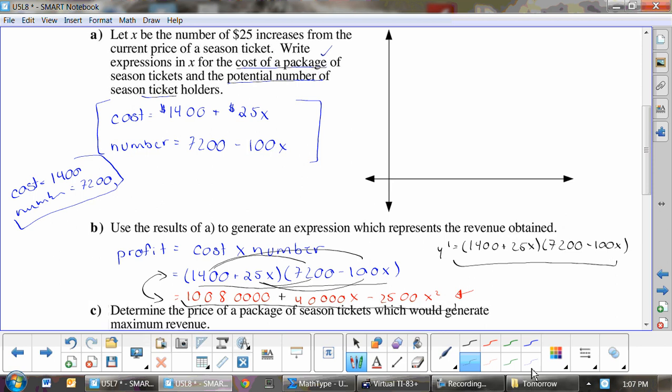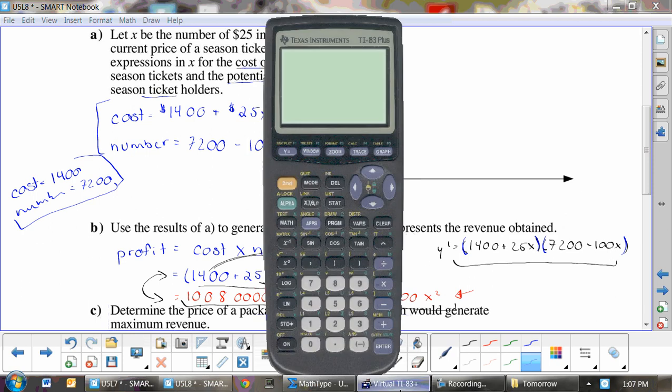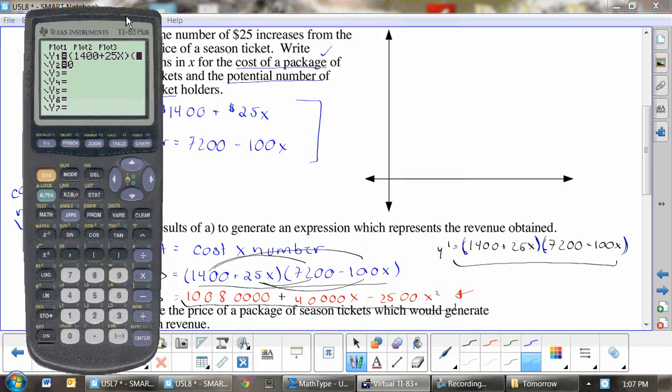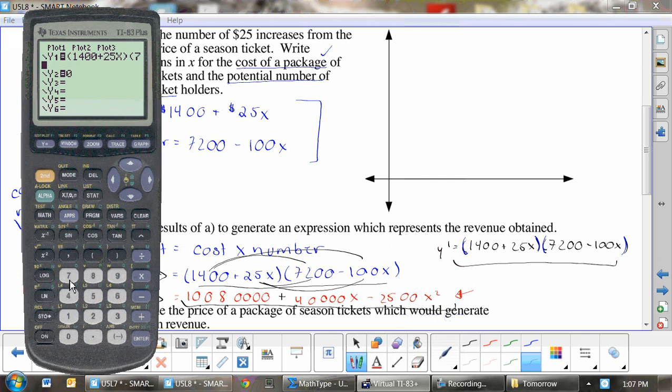So the one thing to remember if you do this is that you have to have these brackets in. Yep, go for it. Okay, so you guys can silently put them in your calculators. Like that. Yep, minus 100x at the end.